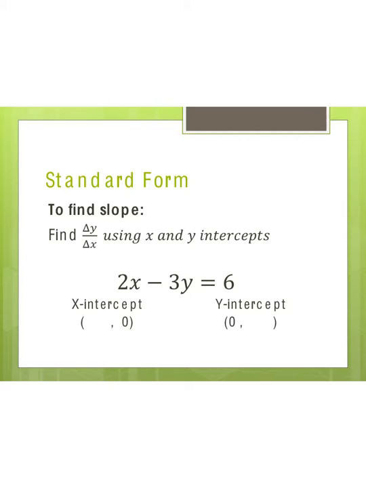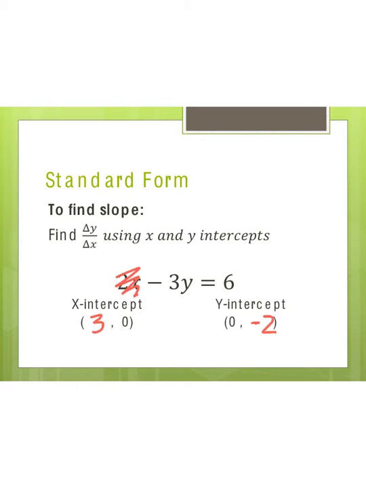In standard form, it's not that easy to find the slope. It's not right in the equation, but you can easily find the slope one of two ways. One way is to use those x and y-intercepts. So we know that the x-intercept is when y is 0, so 2x equals 6, and it's 3. And the y-intercept is when x is 0, so y is going to be negative 2.